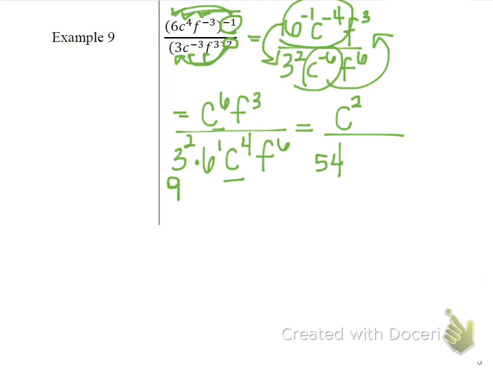And then what about my f's? I have f to the 3rd in the numerator and f to the 6th in the denominator. So where are those going to end up? On bottom, and it's going to be f to the what? F to the third because we subtracted. So your answer is c squared over 54 f to the third.